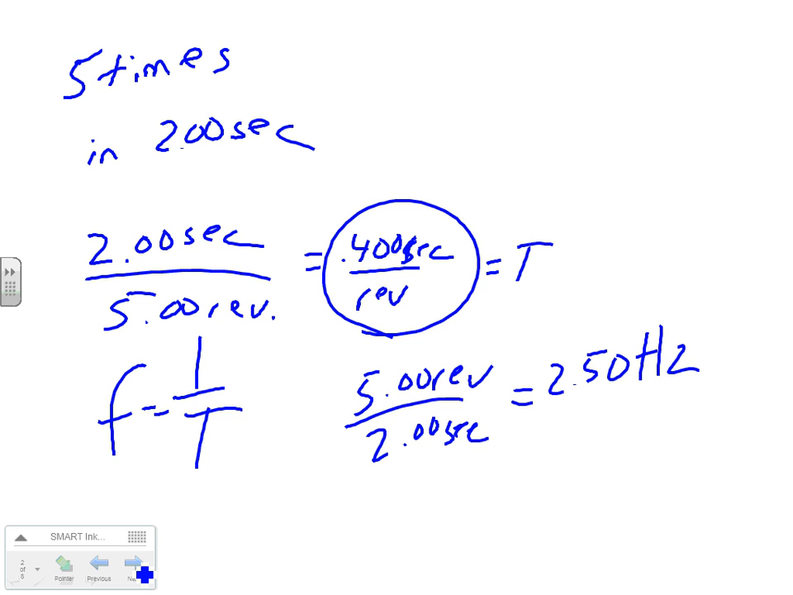Or we could have said 1 divided by 0.4. We've still got the same answer. So this is our frequency. This is our period.